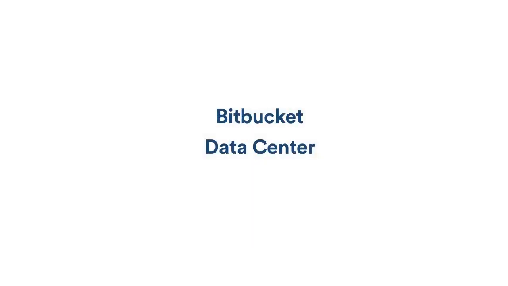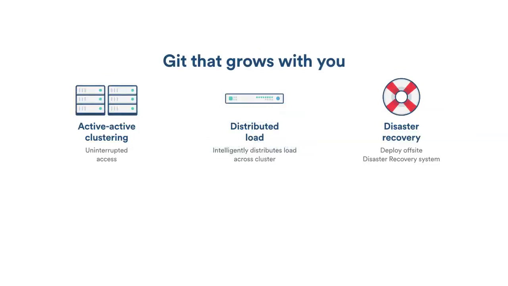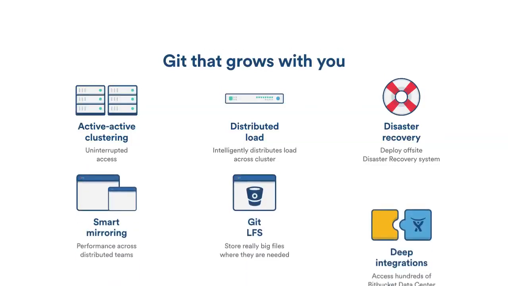Let's talk about Bitbucket Data Center. Are you looking for a Git solution that scales with your expanding developer teams? Bitbucket Data Center provides source code collaboration for professional teams of any size across any distance. As a data center, you can be assured of features like active-active clustering and distributed load balancing. In addition, Bitbucket Data Center also offers customers smart mirroring.